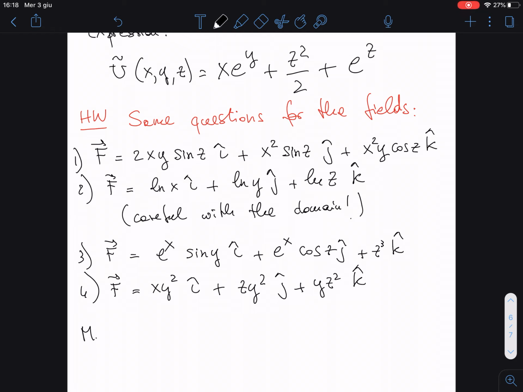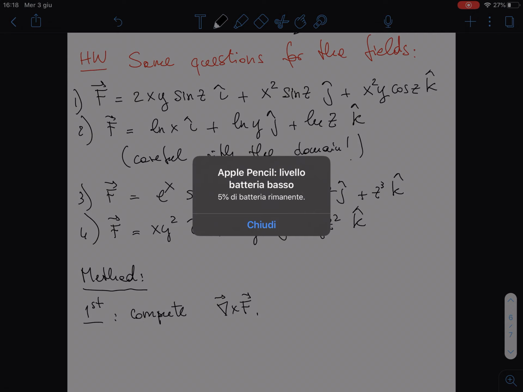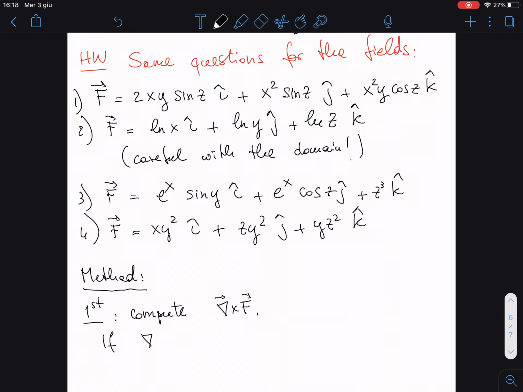So the method is: first, compute curl F. Okay, if curl F is different from 0, then F cannot be conservative. It's not irrotational, so it's not conservative. In order not to be 0, it is sufficient that one component is not 0. The other ones can be 0. It can have two components equal to 0 and the third one not 0. So it is not conservative. Okay?